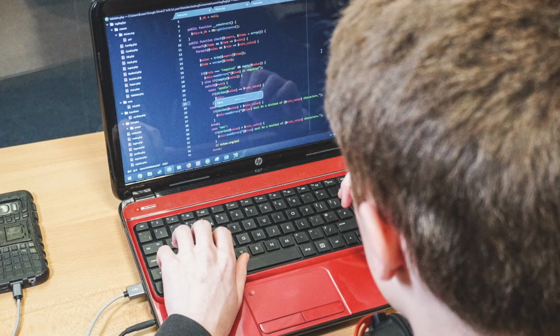The type of student I'm looking for: somebody who has an interest in IT, somebody who likes to problem solve, somebody who takes an interest in the way that technology is developing, somebody who perhaps has played around at home with websites and is learning a coding language.